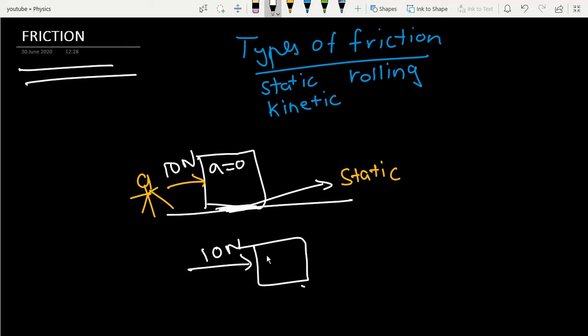So this means that the body will just be ready to go. And this value where the body just starts or will be ready to go is known as limiting friction.